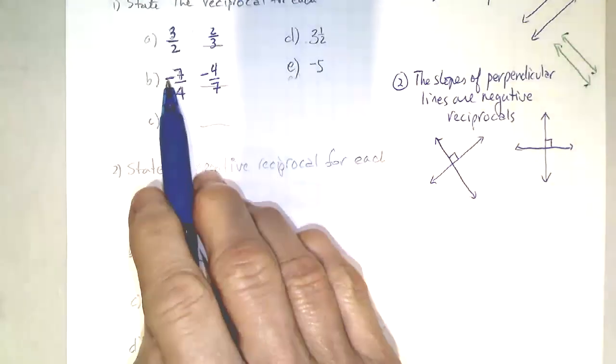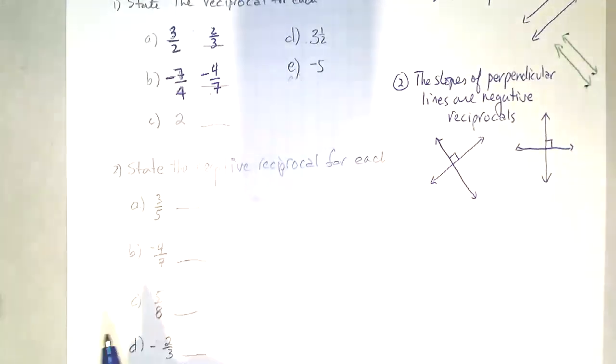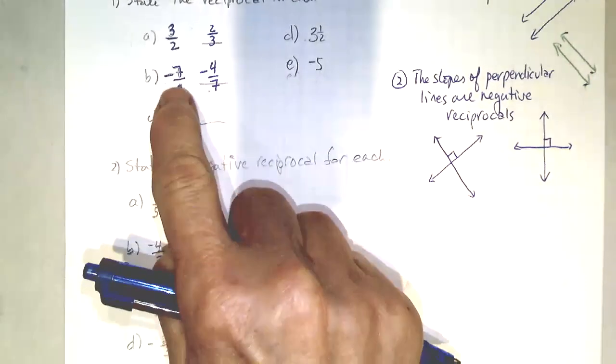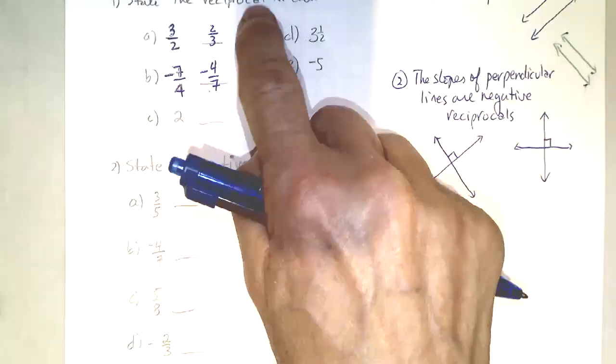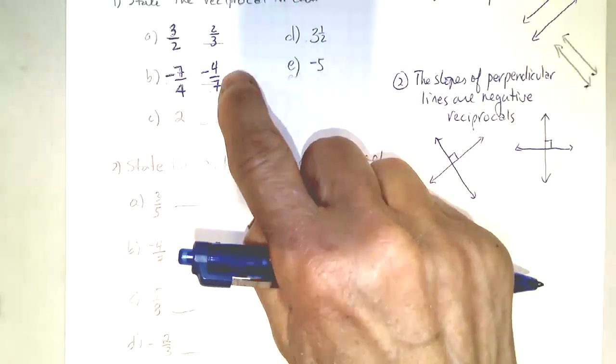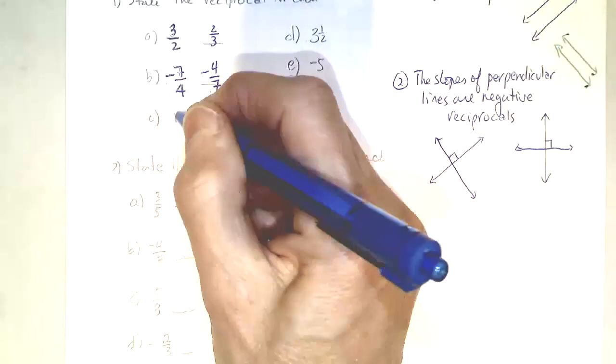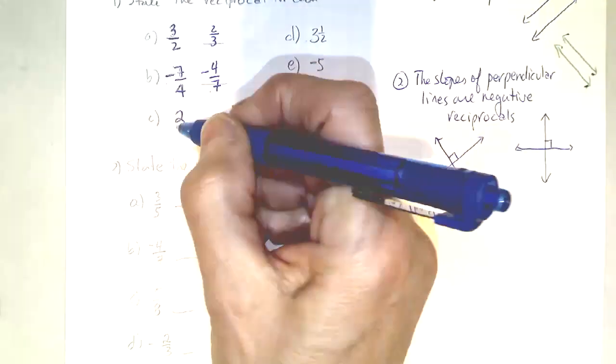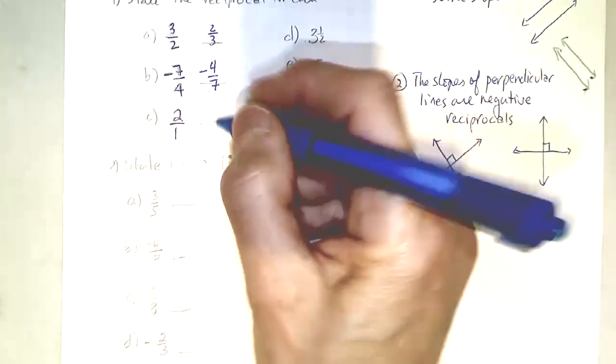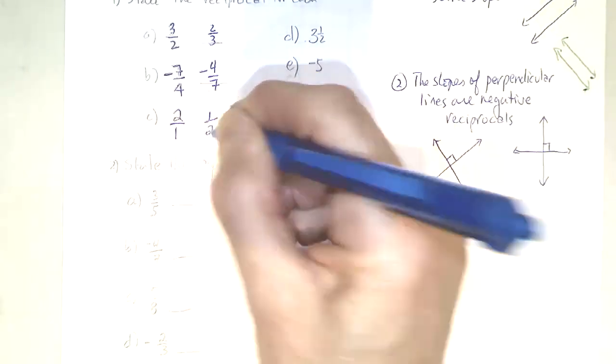You could put it in the numerator, you could put it in the denominator, you could even put it way out front. I always personally keep it in the numerator. So if I have a fraction that's negative, the reciprocal is still negative, I just flip it. What's the reciprocal of 2? Well, remember, 2 really means 2/1. So the reciprocal would be 1/2.